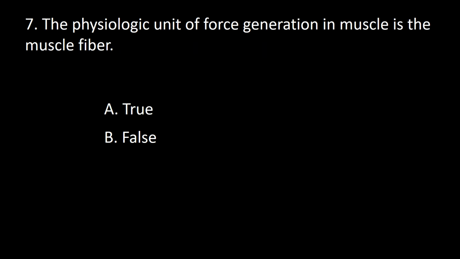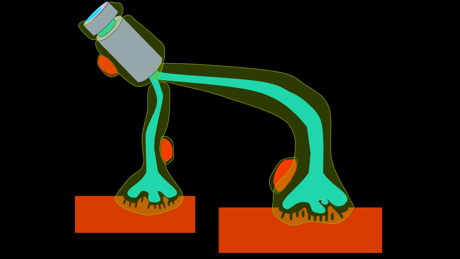Next question. The physiologic unit of force generation in muscle is the muscle fiber. A, true, B, false. This is the same representation of the upper motor neuron and lower motor neuron I showed you before. In this frame, I have removed 4 nerve terminals with their respective muscle fibers and only left 2 nerve terminals with their corresponding muscle fibers. Now I have enclosed the distal structures and enlarged them so we can go through their different components.